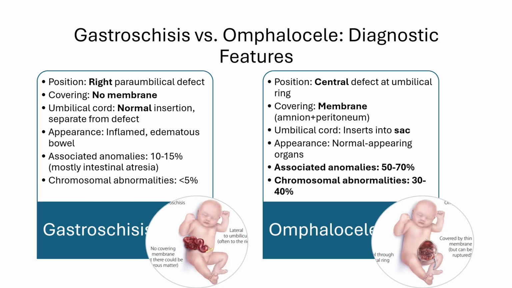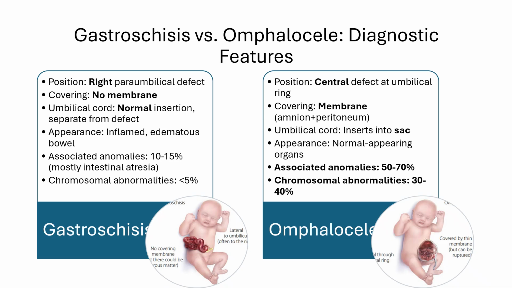Understanding gastroschisis versus omphalocele requires recognizing key diagnostic features that immediately distinguish these conditions in the delivery room. Position and covering provide the clearest differentiation. Gastroschisis appears as a para-umbilical defect, almost always right of a normally inserted umbilical cord, with no membrane covering the exposed bowel. Omphalocele presents as a central defect at the umbilical ring, with the umbilical cord inserting directly into a translucent membrane covering the herniated contents.